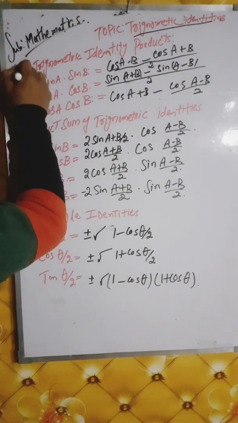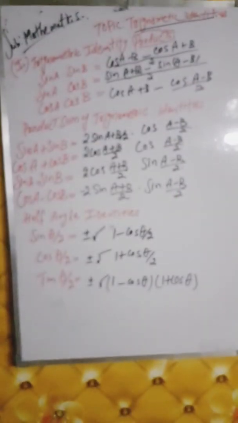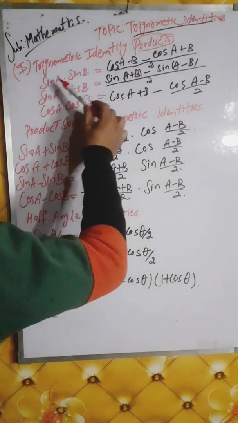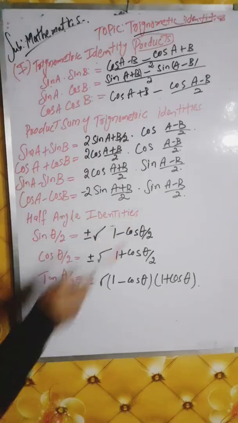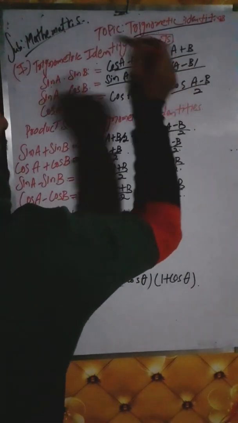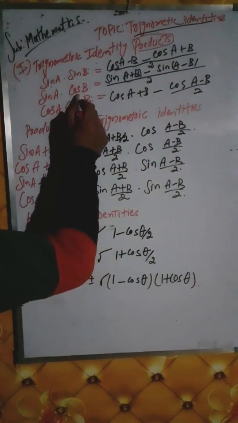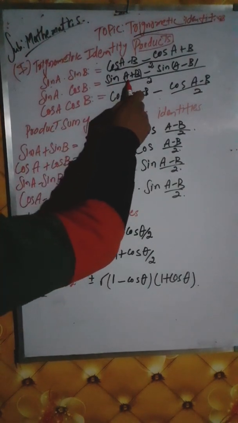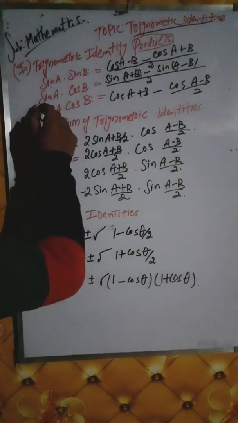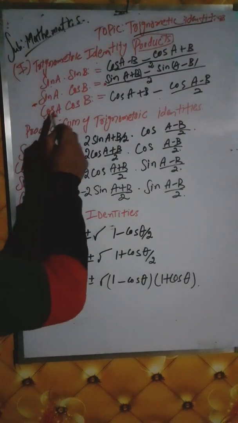So first, trigonometric identity products, that is, product of these identities. I have sin A sin B, the product between them: cos(A minus B) minus cos(A plus B), by 2. And I have sin A cos B: sin(A plus B) minus sin(A minus B), by 2.